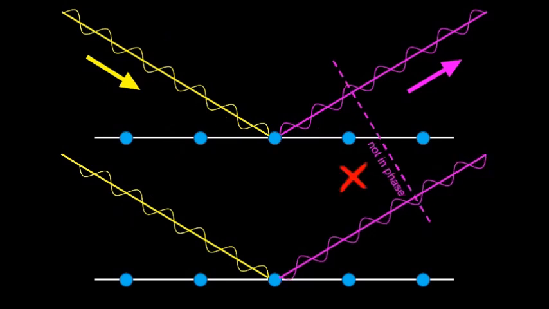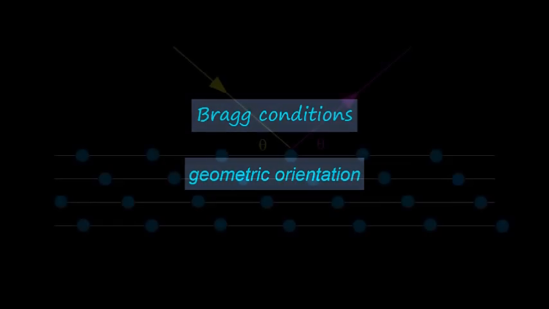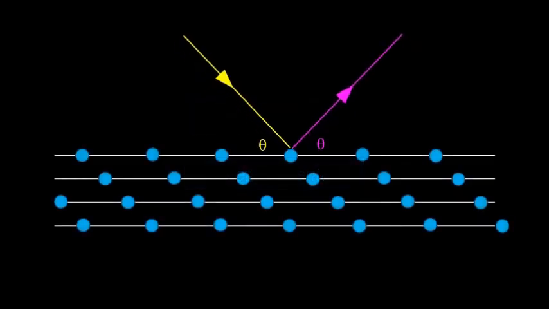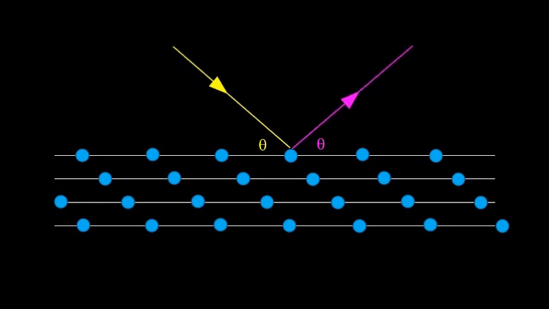Here you see another situation where the waves are out of phase. When the orientation of the in-phase incoming waves meets the conditions of geometric orientation with respect to the virtual atomic plane mirrors, that is to say, the Bragg conditions are satisfied, the so-called reflected X-ray waves will be in phase.